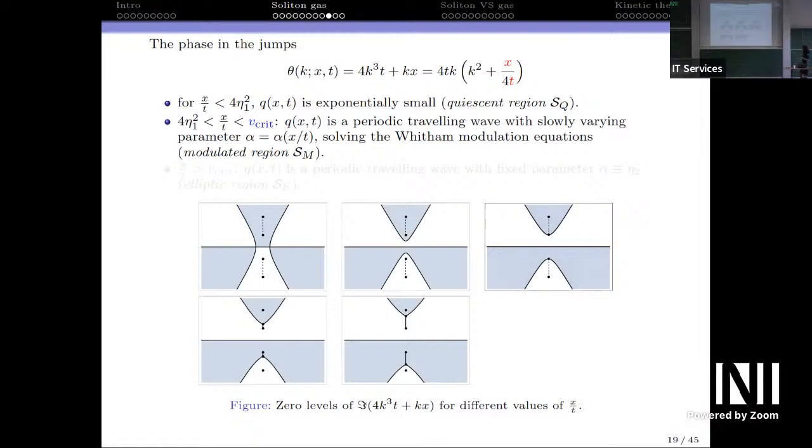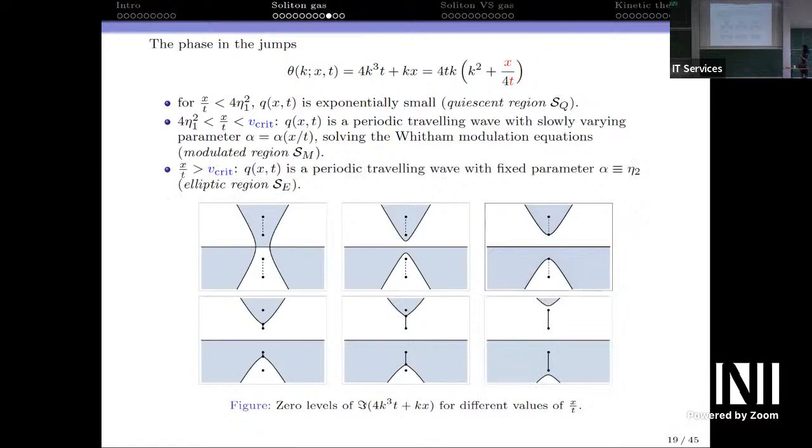So alpha is a number between i eta 1, which is the lower endpoint, and i eta 2, which is the upper endpoint, and is given by solving the Whitham modulation equation. And then finally, once I push x over t really big, we are recovering the full jump in our Riemann-Hilbert problem. And we have a periodic traveling wave with now fixed parameters. So this alpha here is just eta 2, and it doesn't grow anymore.